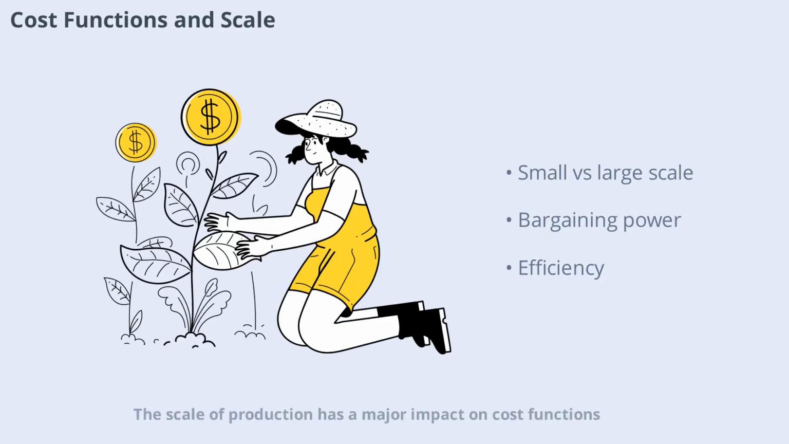The scale of production has a major impact on cost functions. Small-scale operations may have higher average costs due to limited bargaining power and less efficient use of resources. Large-scale operations can benefit from economies of scale but must also watch for diseconomies as they grow.